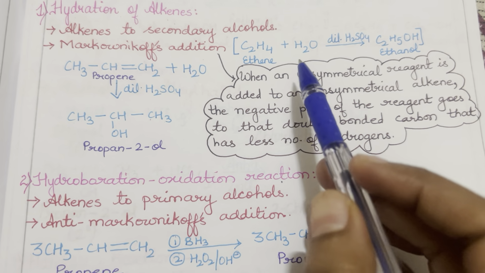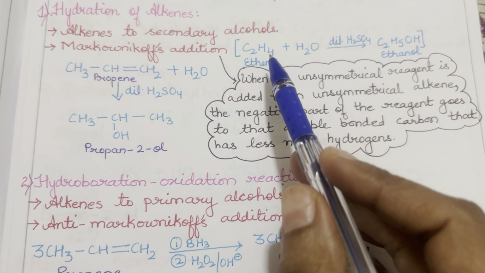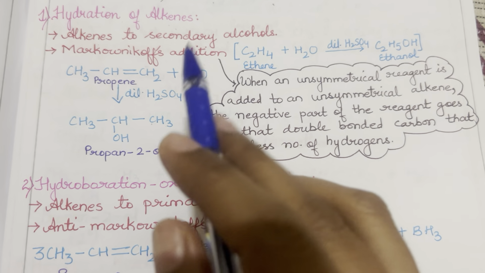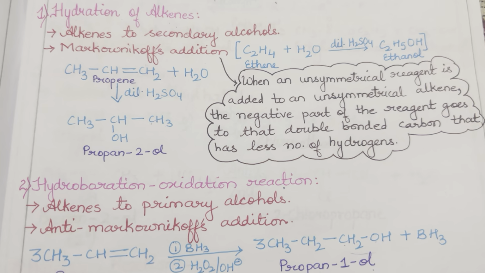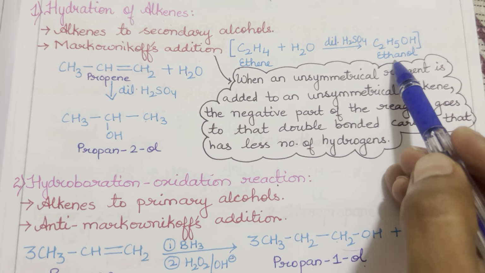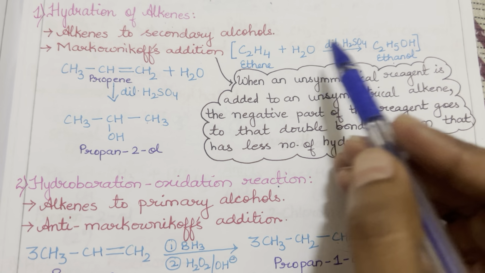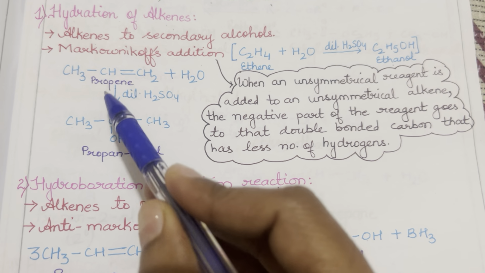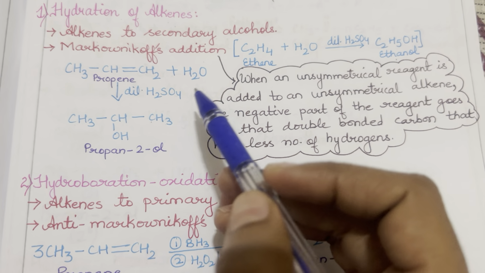This particular rule doesn't apply to ethene, because as we know in the case of ethene, there are 2 carbons, both having 2 hydrogens. So therefore, nothing goes wrong there. So you always get ethanol in that case. Now the reaction always takes place in dilute H2SO4.